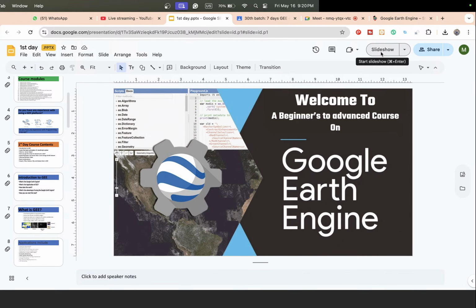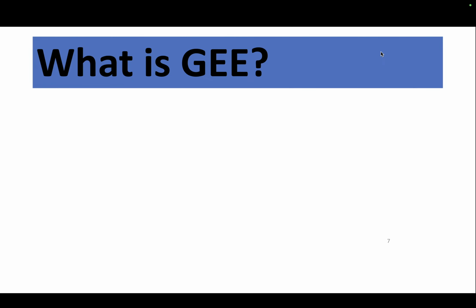So first of all, we discuss what is GEE. Basically Google Earth Engine, GEE is the short form, and Google Earth Engine is a totally cloud-based platform. Okay, so it's a cloud-based platform for geospatial analysis. Google Earth Engine is not the only cloud-based platform. All of you already use different types of cloud-based platforms, such as Facebook, YouTube, or Instagram.